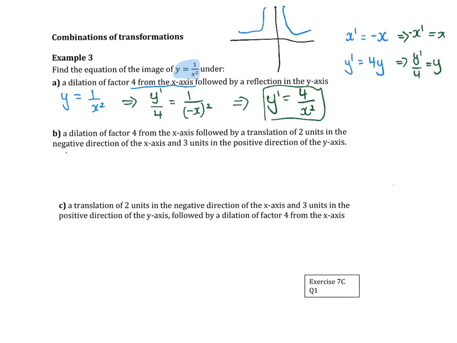Nothing changed. All right, so let's do the next one. A dilation factor of 4 from the x-axis, so that means y is affected, followed by a translation of 2 units in the negative direction of x, so that'd be x minus 2, and 3 units in the positive direction of y, so I'm going to say plus 3 as well. Yeah?